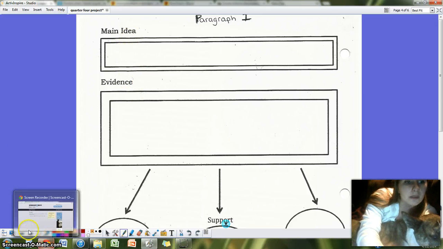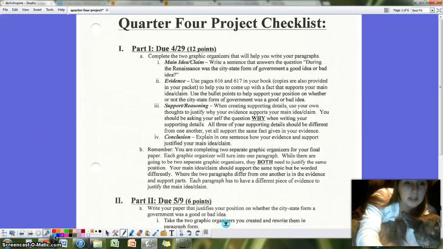Remember, to find the question, if you forget what the question is about for your project, you can come look on your graphic organizer, on your checklist, and it'll tell you right here under main idea. During the Renaissance, was the city-state form of government a good idea or a bad idea? It tells you right there on your project checklist.